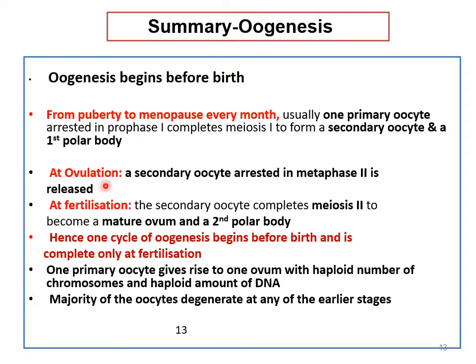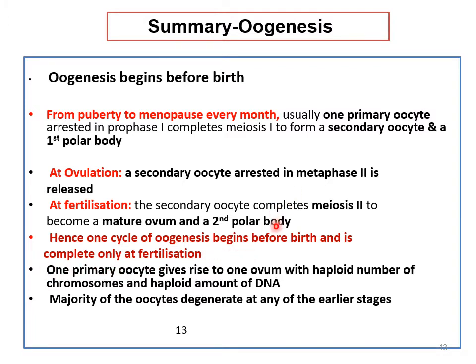So at ovulation, what is released is important to remember. It's not a mature ovum, it's a secondary oocyte arrested in metaphase 2. Only if fertilized, the secondary oocyte completes meiosis 2 to become a mature ovum and a second polar body. So one cycle of oogenesis begins before birth and is complete only at fertilization.